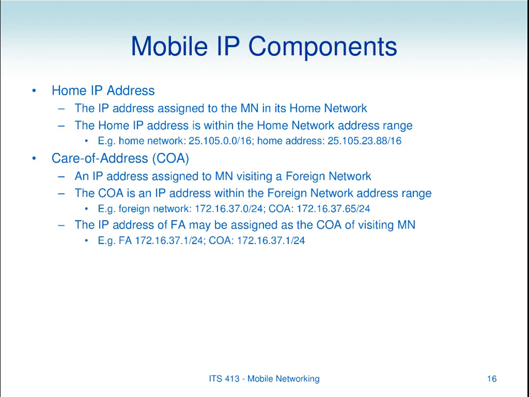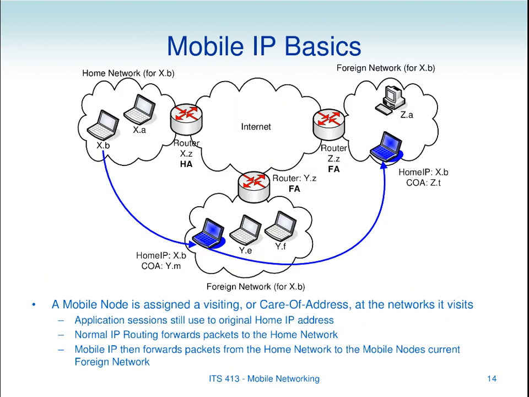And in some cases, we'll maybe try to avoid this detail, but it's possible that the care of address of a mobile node is in fact the same as the IP address of the foreign agent. It's a special case which is a bit different from what we know, but it's possible that the care of address of this X.B is in fact Y.Z, which is the same as this router address. That's allowed. But the other one is that it gets its own care of address, Y.M, as long as it's Y dot something.